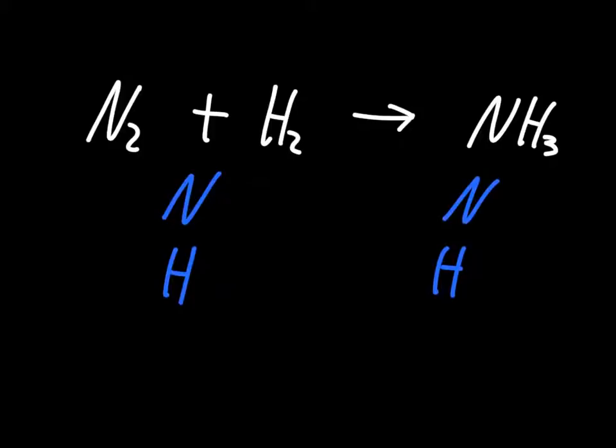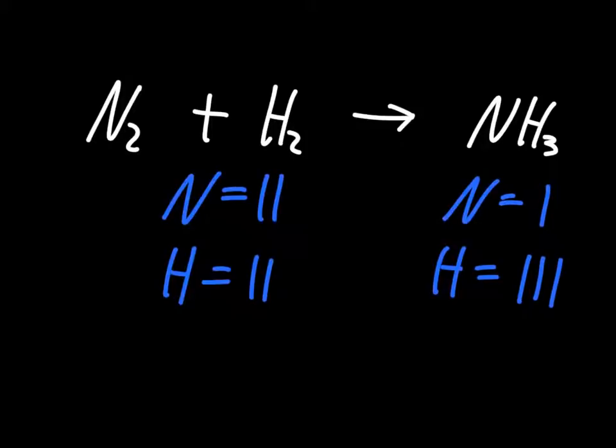So again, the first thing is to count up how many of each element we currently have. So there's 2 nitrogens. Again, the little subscript 2 tells us that. And then we have 2 hydrogens. Now, on the other side, our numbers are vastly different. If we're looking at this over here, we only have 1 nitrogen, implied 1, and then 3 hydrogens. So in this case, all of the numbers are unbalanced.